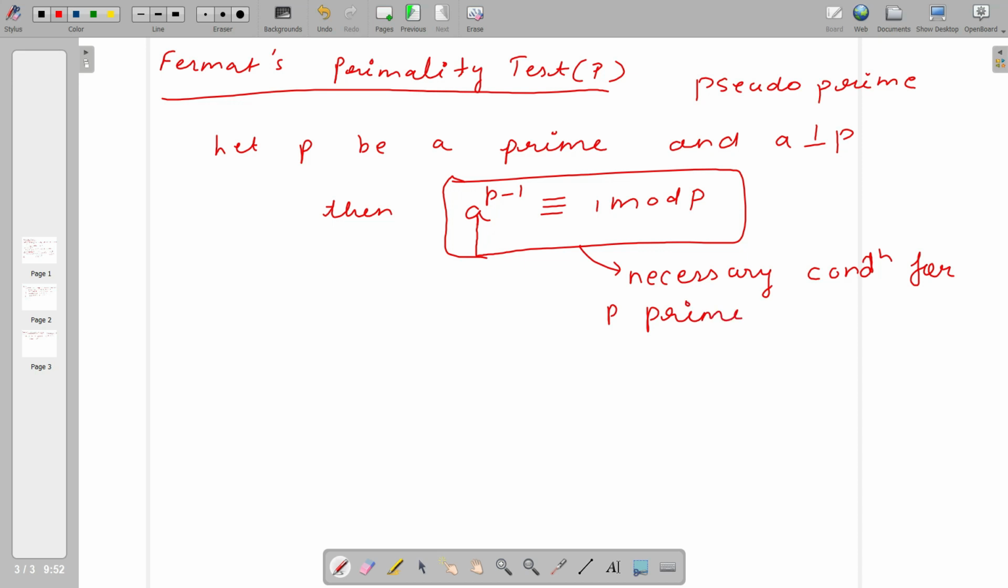So it means it is a probable test, it gives us a probable prime. If the condition is satisfied, then we can say that P may or may not be a prime. But if the condition is not satisfied, then we can definitely say that P is not a prime number. So how are we going to test this?